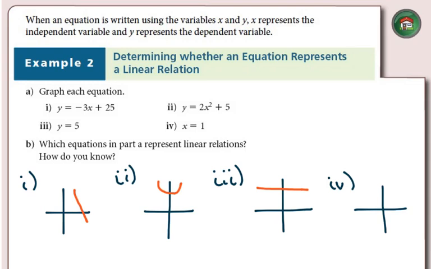Our last equation. If we go to the y equals menu on the calculator, we can see we don't have an option for x equals. This requires us to do this by hand.